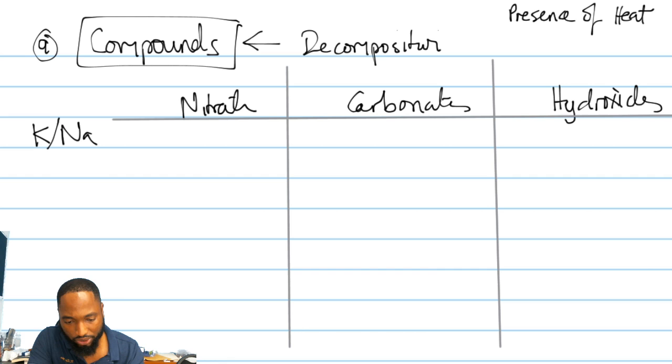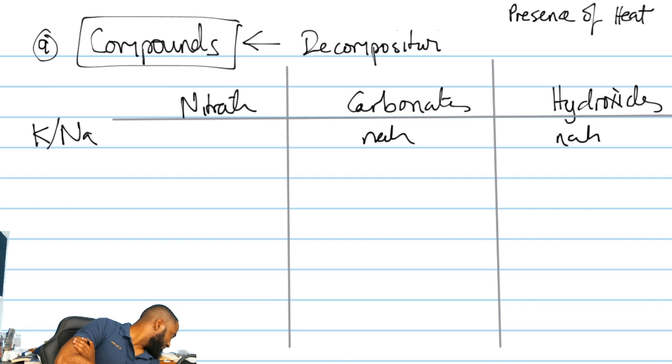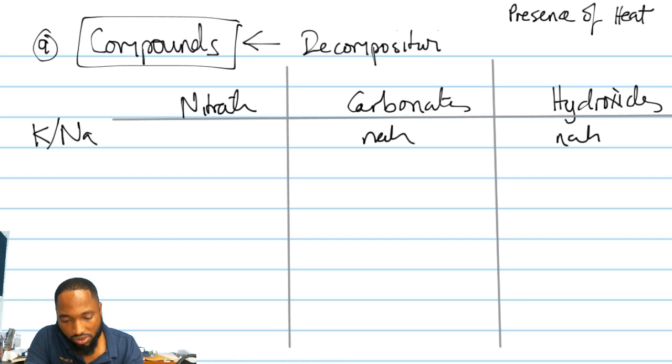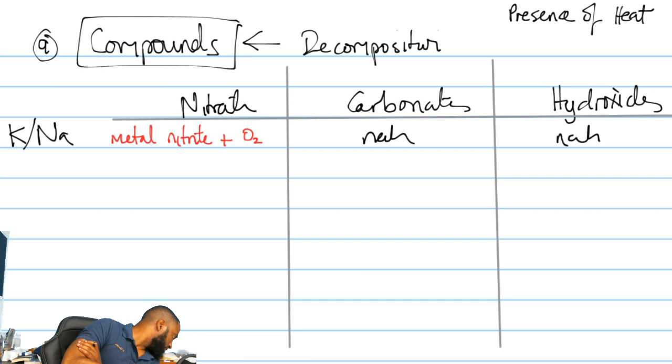So carbonates and hydroxides, no, not happening. The nitrate will decompose to form metal nitrite and oxygen. Metal nitrite and oxygen. Decompose to form metal nitrite and oxygen.